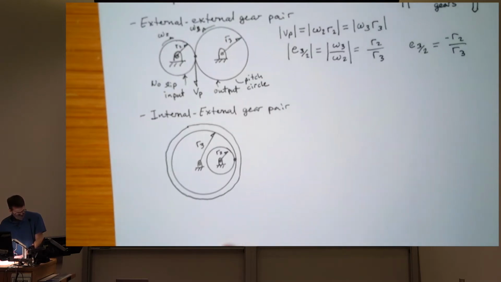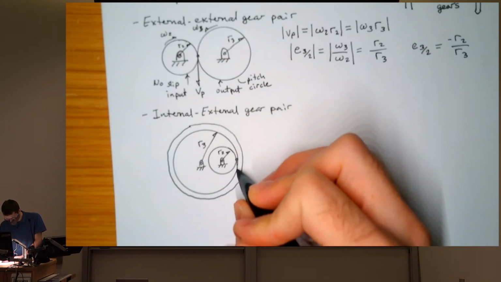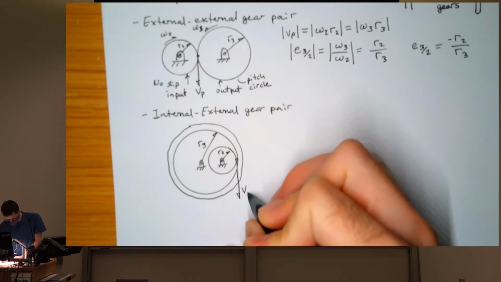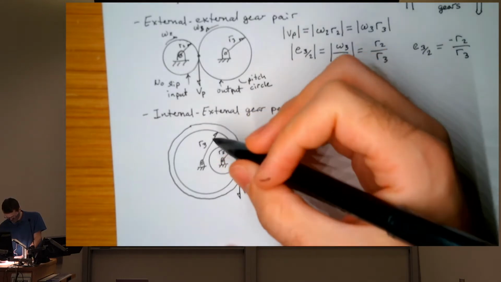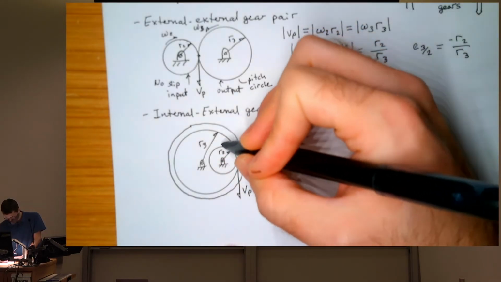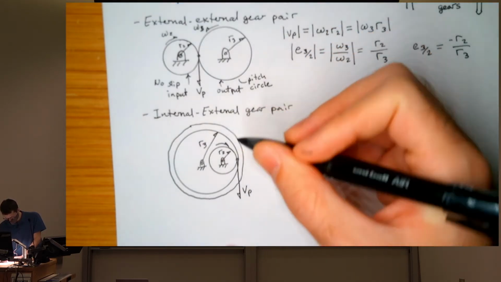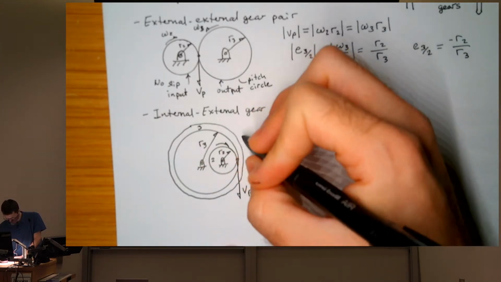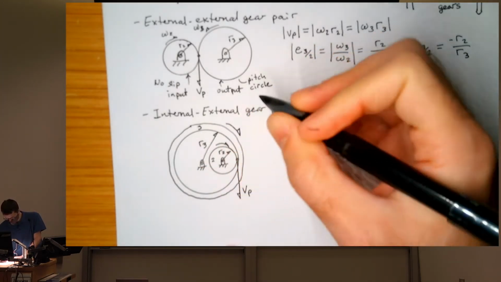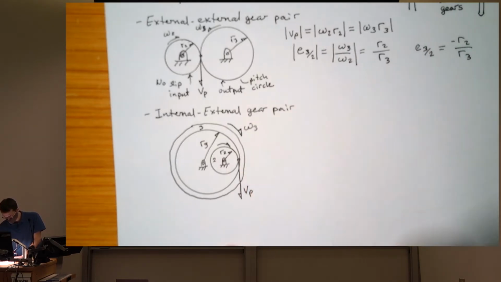Like that. And we're going to do the exact same analysis so we can see that they contact at this point. So there's some pitch circle velocity, VP, and they share it at that point. So that means that if omega 2 is going that way to correspond to this VP, then, so this is gear 2 here, this is gear 3 here, then gear 3 must be going in the same direction because they have to share a velocity at that point. So this is our omega 3 direction.